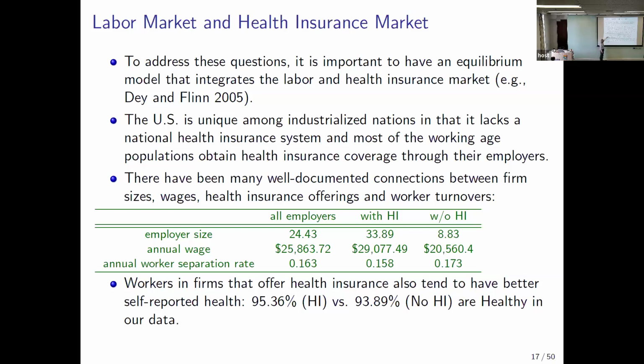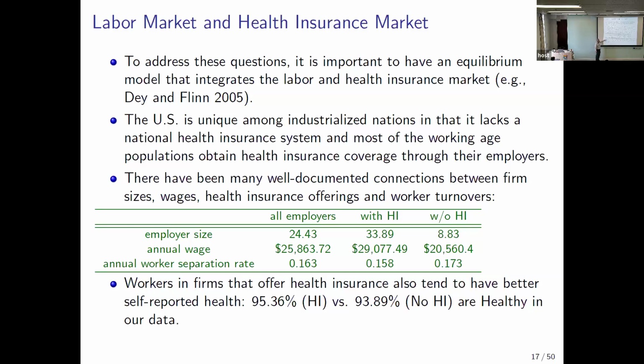Then in the labor market, there are also some very well-known features of the relationship between employer size, wages, and worker-firm separation rate. These are all data from before the ACA. If you look at firms that offer health insurance to their workers versus firms that do not, you will see that firms that offer health insurance have larger firm size: on average, 34 workers. If the firm did not offer health insurance, only 9 workers. And interestingly, the firm that offers health insurance also pays higher wages: 30,000 in contrast to 20,000. Workers working for firms that offer health insurance also have somewhat lower annual separation rates. They are more likely to stay with their firm.